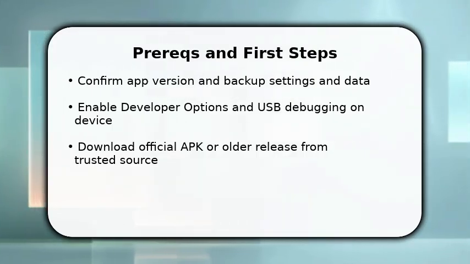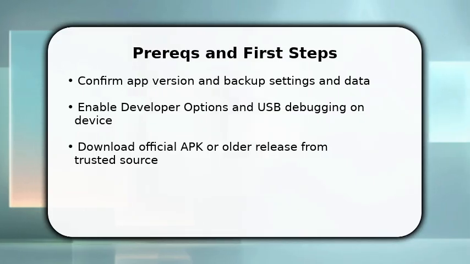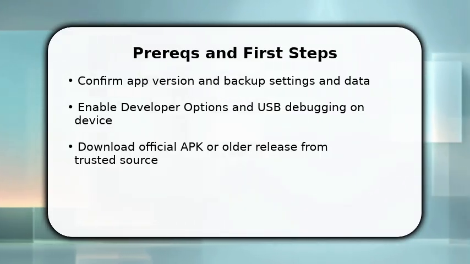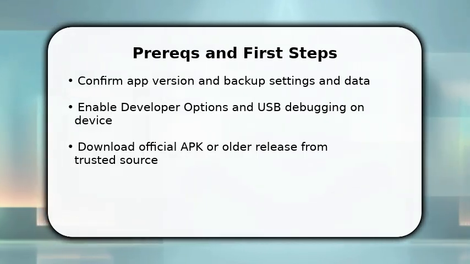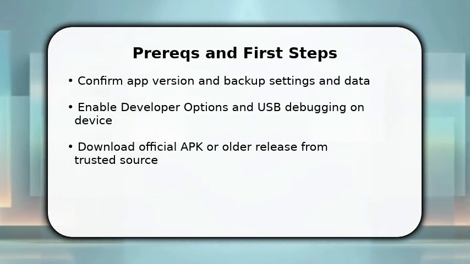Next, download the older APK you intend to install from a trusted source. Avoid obscure files. Make sure to note whether the APK is split or bundle. These preparatory steps set the stage for uninstalling updates without breaking app data or account links.